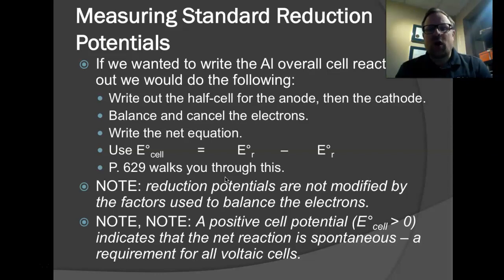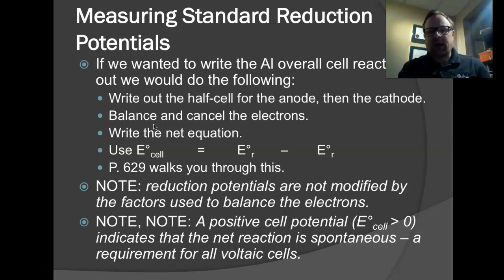Reduction potentials are not modified by the factors used to balance electrons. So when we get to the point where we're balancing and canceling electrons, that does not change our reduction potentials. Those reduction potentials stay as they're written in your data booklet.